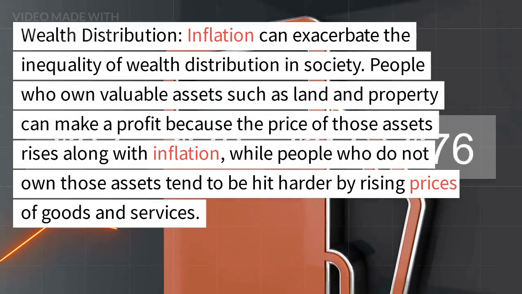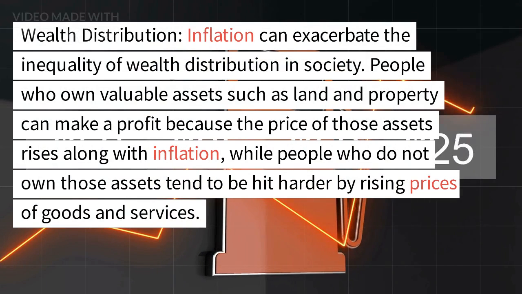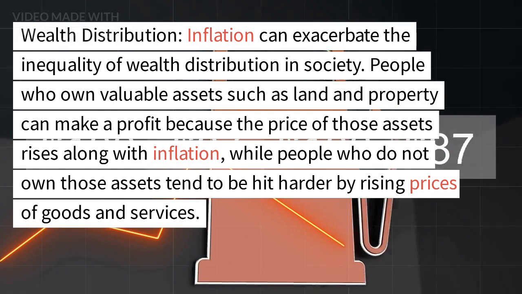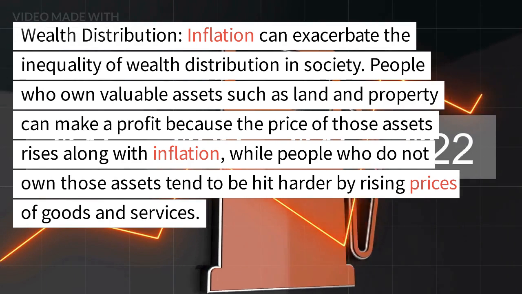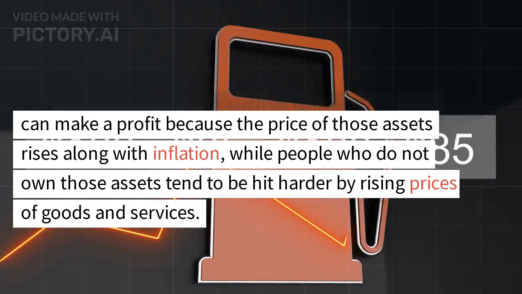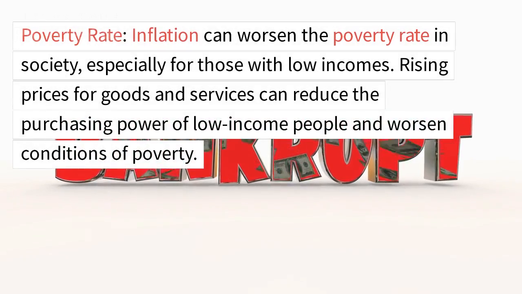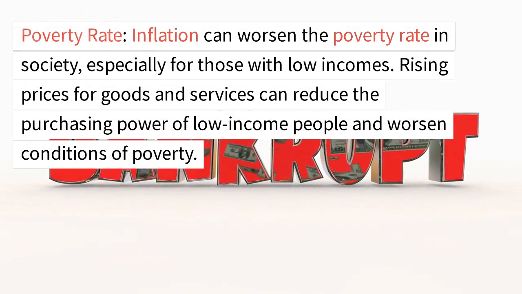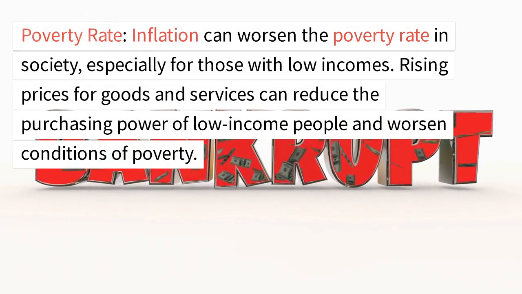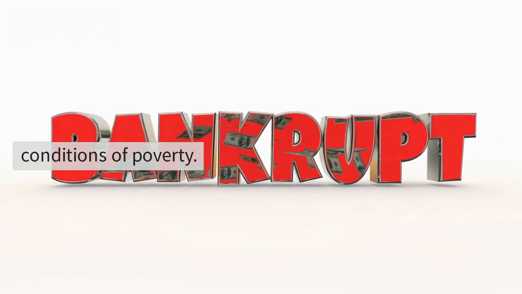Wealth distribution. Inflation can exacerbate the inequality of wealth distribution in society. People who own valuable assets such as land and property can make a profit because the price of those assets rises along with inflation, while people who do not own those assets tend to be hit harder by rising prices of goods and services. Poverty rate. Inflation can worsen the poverty rate in society, especially for those with low incomes. Rising prices for goods and services can reduce the purchasing power of low-income people and worsen conditions of poverty.